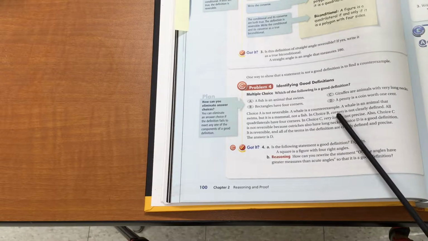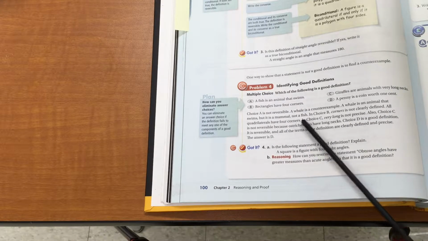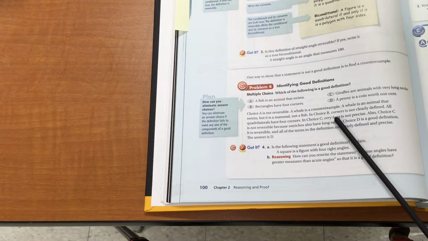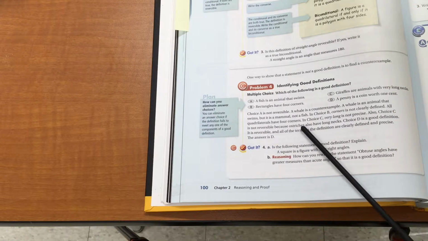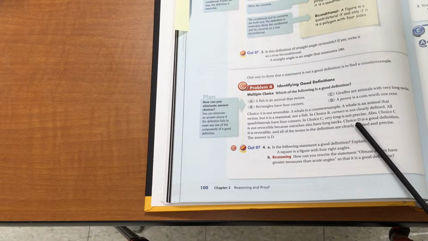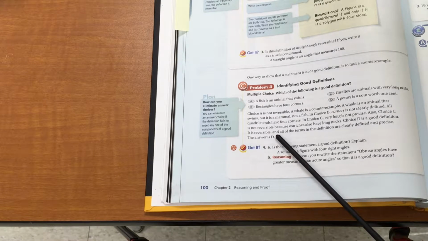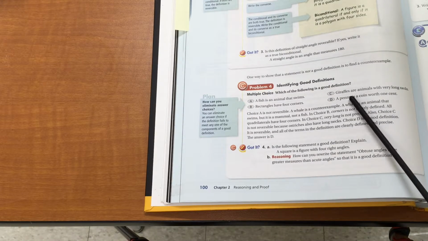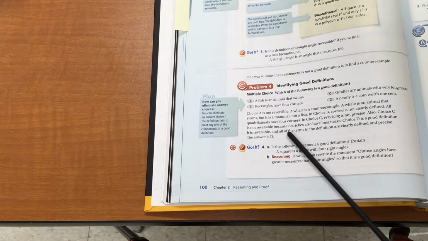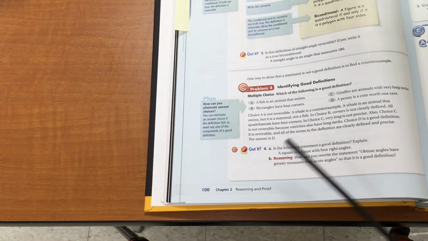Choice B, corners, is not clearly defined, so all quadrilaterals have 4 corners. In choice C, very long is not very precise. Also, choice C is not reversible because ostriches have long necks. Choice D is a good definition. It is reversible, so 1 cent is also worth 1 penny, or the worth of 1 cent is equal to 1 penny. That is reversible. And all of the terms in the definition are clearly defined and precise. So the answer is D on that one.